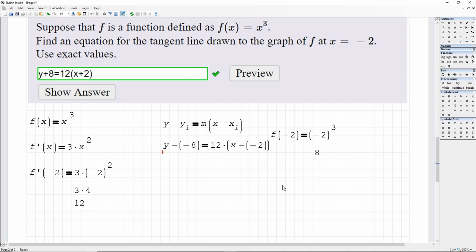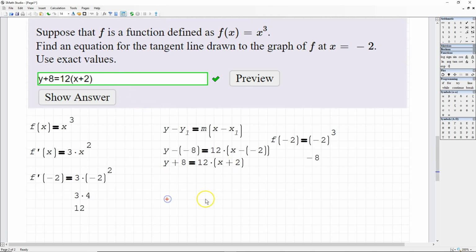Then you simplify it a little bit, so you end up with y plus 8. The two negatives give a positive, equals 12. Within parentheses, you're going to have x minus a -2, which is x plus 2. And then this, y plus 8 equals 12 times x plus 2 is what you put in the box in that form. That's an equation of the tangent line.